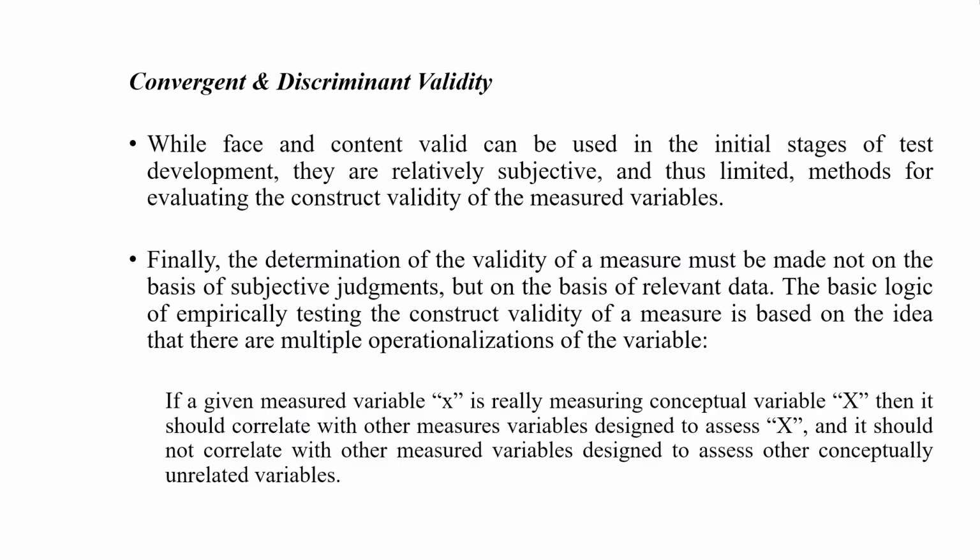The logic here is very simple. Empirically testing the construct validity of the measure can be done through comparing the different operationalizations of a given variable. The idea is, let us say you are trying to measure a given variable, let us say anxiety, or aggression. You have one operational definition, you have measured anxiety in a particular way, let us say with a scale A. There are obviously others who have also developed similar scales. There are previously established scales as well.